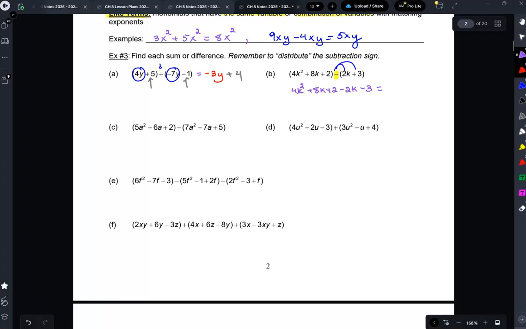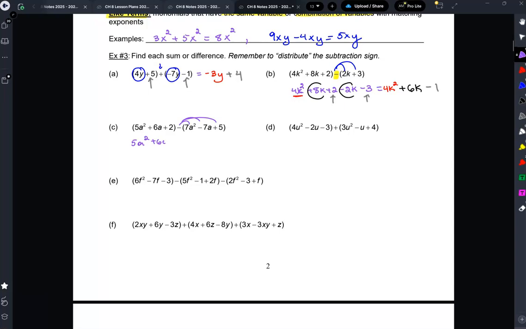Okay? So now 4k squared, which one is a like term with 4k squared? No one. It was a trick question. Who fell for it? Don't fall for them. Okay, 8k, which one is the negative 2k? So here, negative 2k, so that becomes positive 6k. And then 2 minus 3 minus 1. Okay, so it's just building blocks. Just building blocks. Here, I'm going to distribute first.